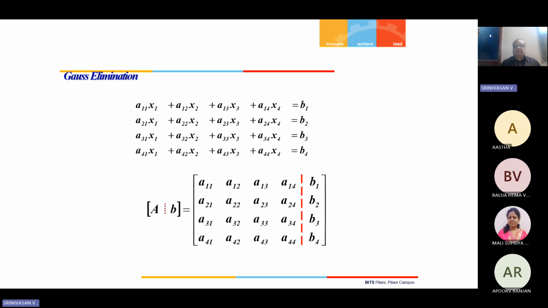So you have [A | B] looking like this, isn't it? That is, coefficients of x1, coefficients of x2, coefficients of x3, coefficients of x4. That's why it's called a matrix of coefficients or coefficient matrix. These are constants. So you have a dotted line, just to make a demarcation, a separation between the coefficients of unknowns and the constants. Okay.